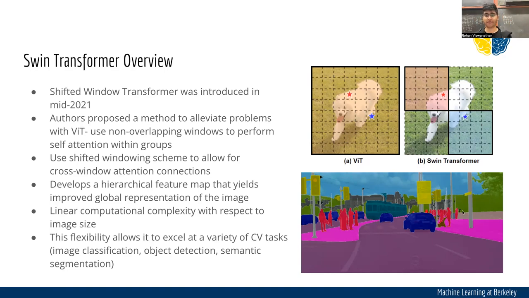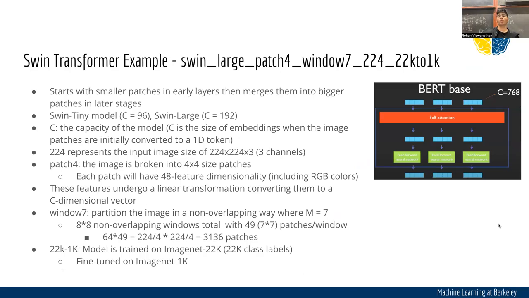But yeah, this is an example of image segmentation. A lot of self-driving companies and technologies use this. I think it's a very, very cool field. I think Ryan did a presentation on this earlier. And this flexibility allows the Swin transformer to really excel at image classification, object detection, and semantic segmentation. We're going to walk through a full example of a Swin transformer to talk about the motivation behind it, as well as give a very solid example.